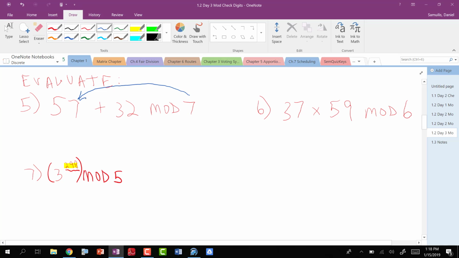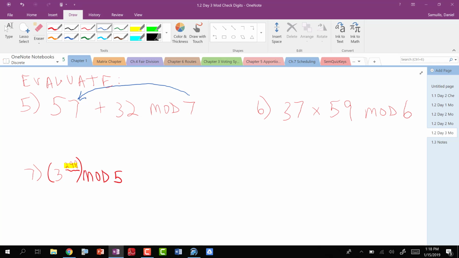Now, I'm not going to write it like I wrote it yesterday. Yesterday, what I did is I said you could write this as 57 mod 7 plus 32 mod 7, and then mod each one. I'm just going to say to myself, I can mod 57, and I could mod 32 and get those two answers and then add them.